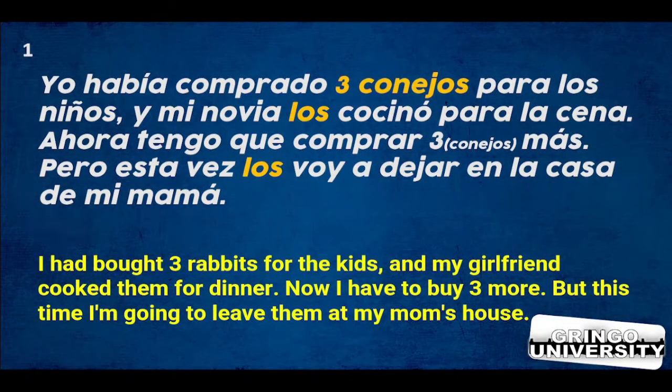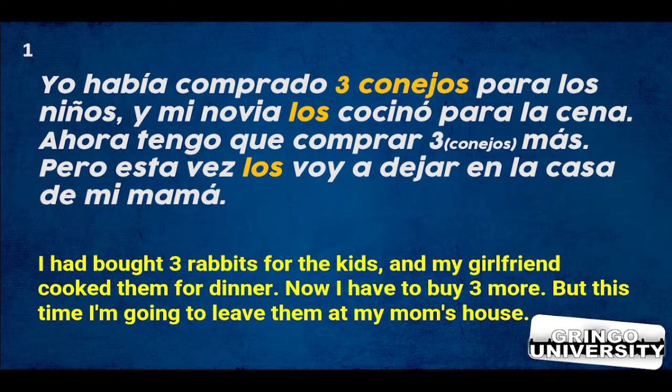Comencemos con la primera frase. I'm going to read the first sentence. Yo había comprado 3 conejos para los niños y mi novia los cocinó para la cena. Ahora tengo que comprar 3 conejos más, pero esta vez los voy a dejar en la casa de mi mamá.